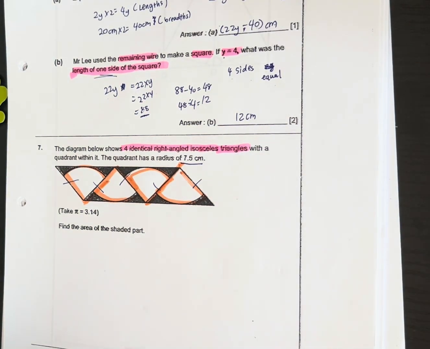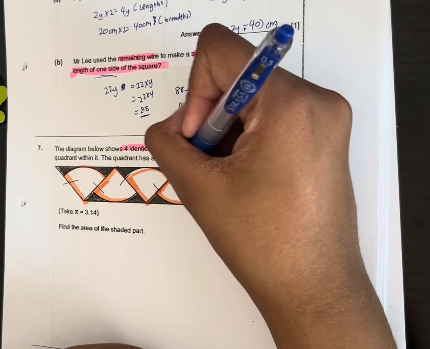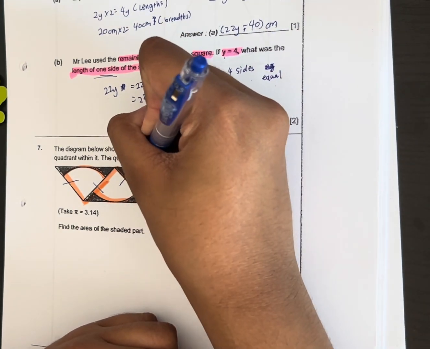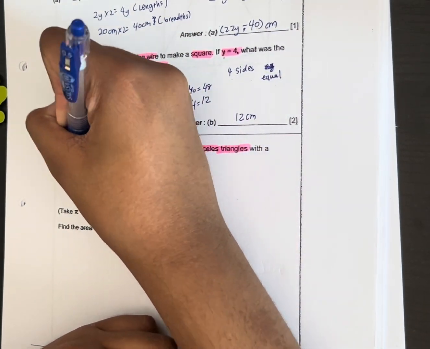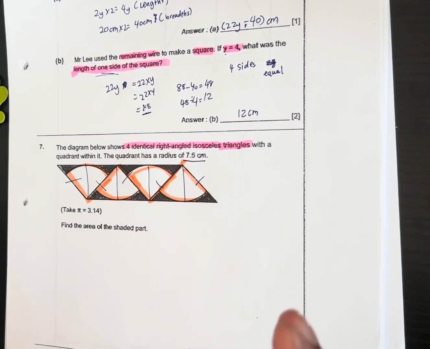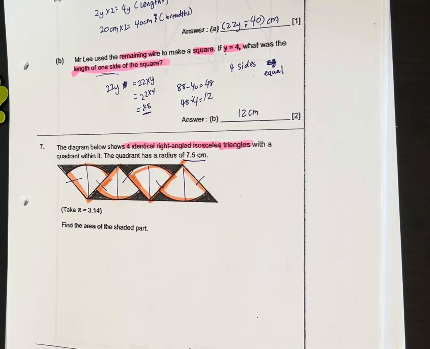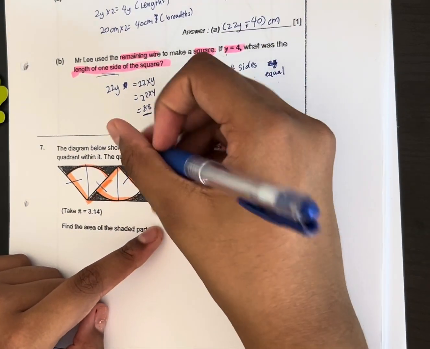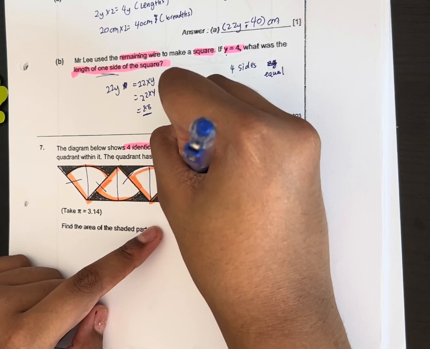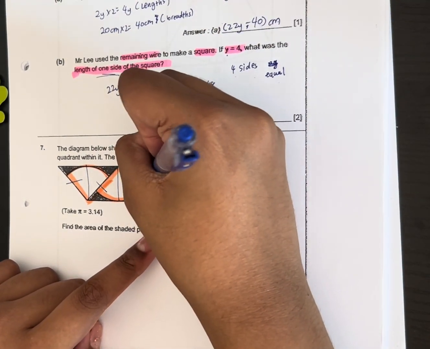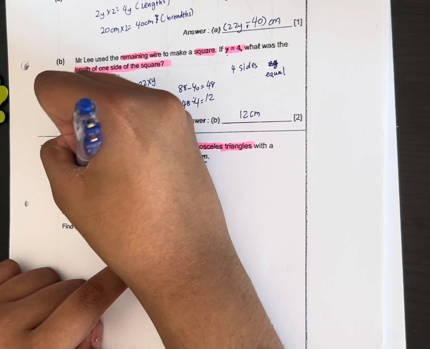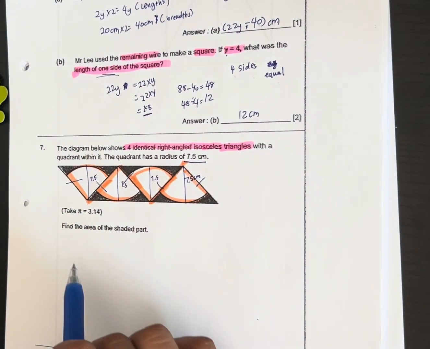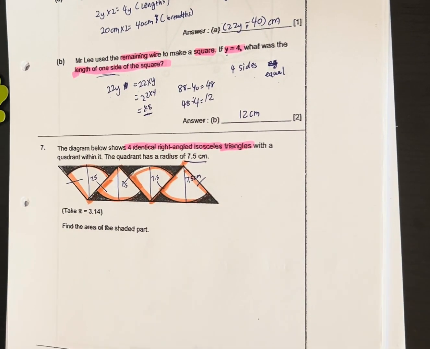Okay, so when they say radius of 7.5, what do you think of? That means this part, these lines in between, they might not be very accurate, but it's important to write these lines. Okay, quadrant of 7.5 centimeters radius. That means this is 7.5, 7.5, 7.5. Okay, now find the area of the shaded part.